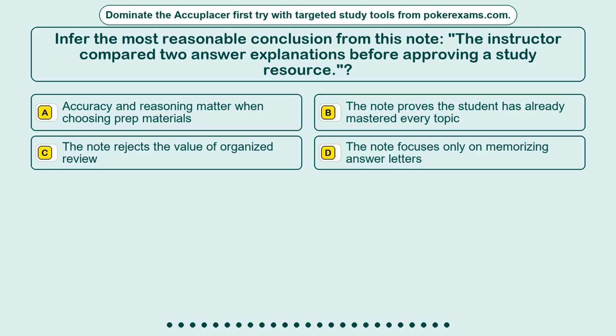Question 14. Infer the most reasonable conclusion from this note. The instructor compared two answer explanations before approving a study resource. Option A, accuracy and reasoning matter when choosing prep materials. Option B, the note proves the student has already mastered every topic. Option C, the note rejects the value of organized review. Option D, the note focuses only on memorizing answer letters.